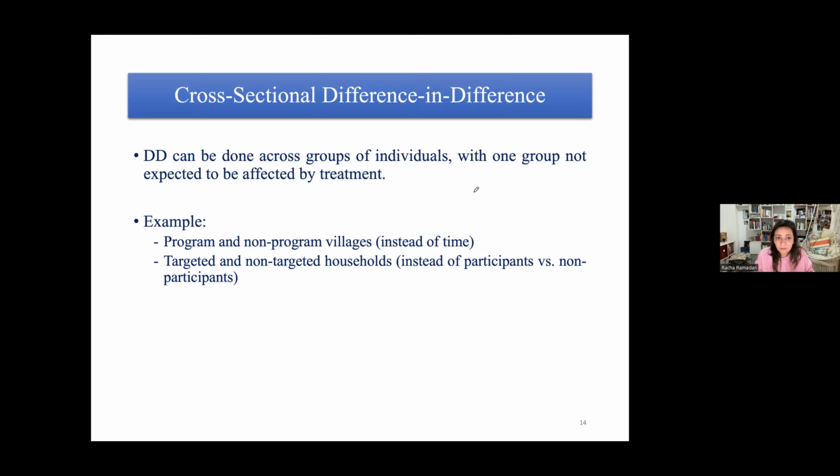And instead of participants and non-participants, I can simply compare between households who had been targeted to benefit from the program and households who had been non-targeted to benefit from the program. So I will consider this as participant and non-participant, okay? Because here we are targeting, we are not sure if they will participate or not. So I will consider them as participant and non-participant.